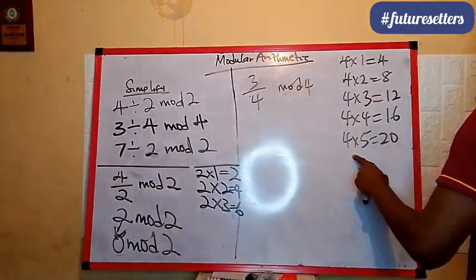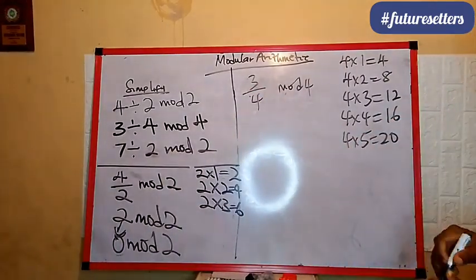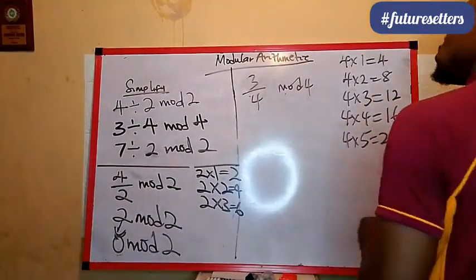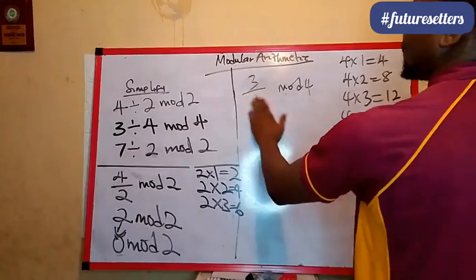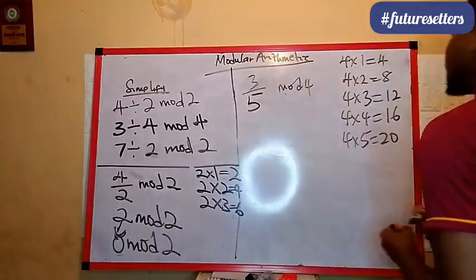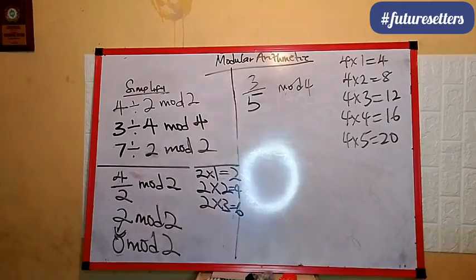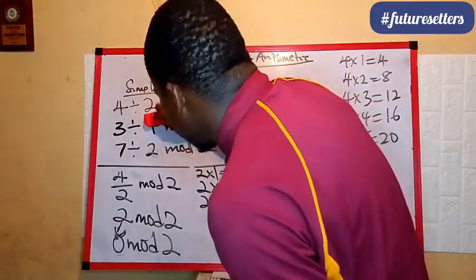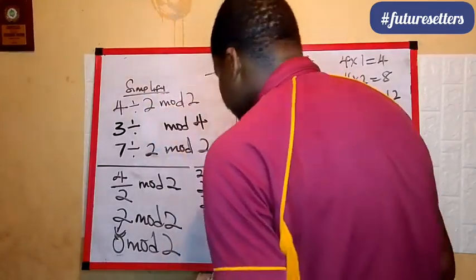So let's assume that we change this to 5. It seems like the question is wrong, so I have to reformulate it. Let's take this to be 5.